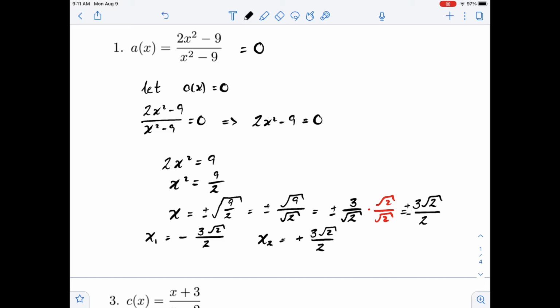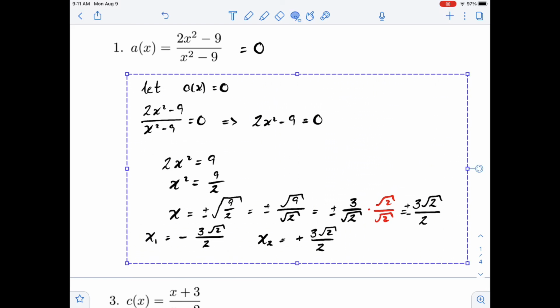I'm going to take my time with the first one, but as you'll see, as we go through them, I'm going to go through a little bit faster. In order to find the y-intercept, what I'm going to do is I'm just going to delete this.